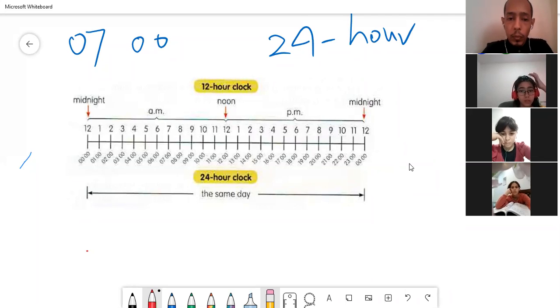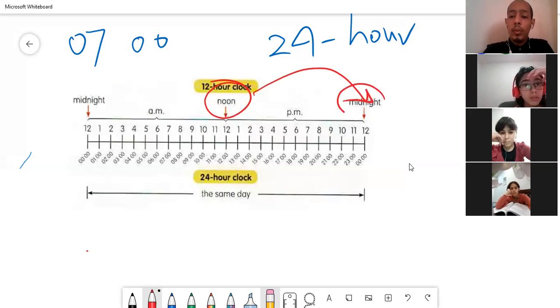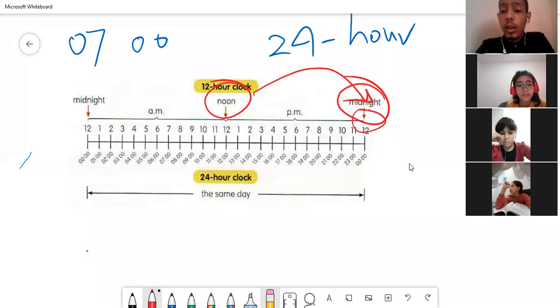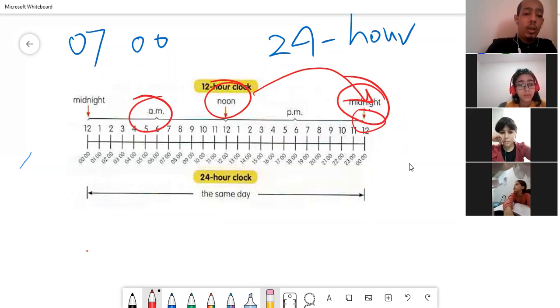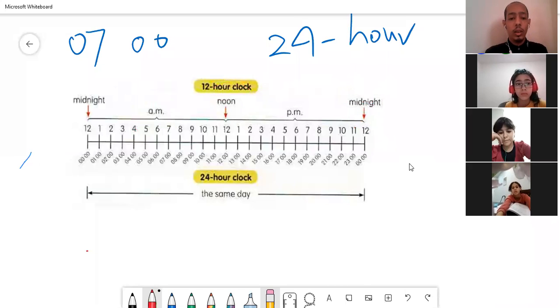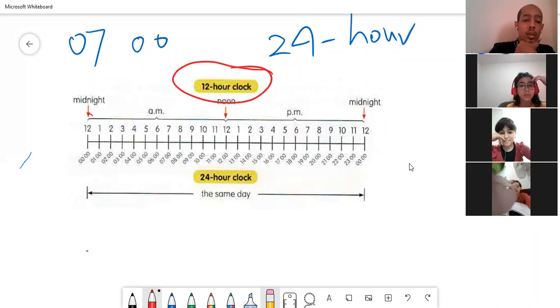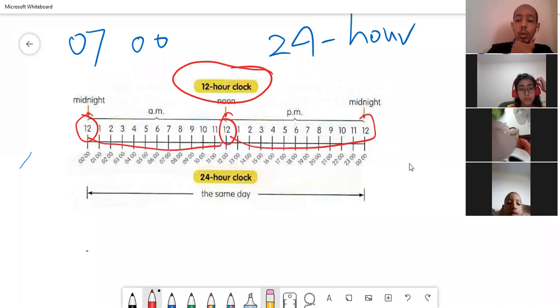Okay. So the p.m. starts at 12 noon and ends before 12 midnight. When it starts 12 midnight, we start saying a.m. You see, this is midnight and this is midnight. Okay, this is in the 12-hour clock. You see here, it is from 12 to 12. So that's why it is called the 12-hour clock. We don't have anything after 12 o'clock.